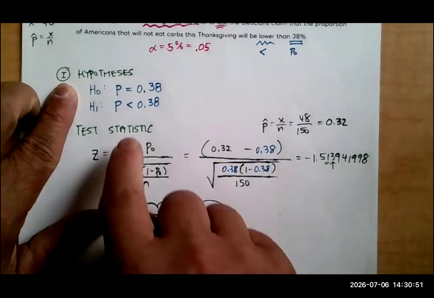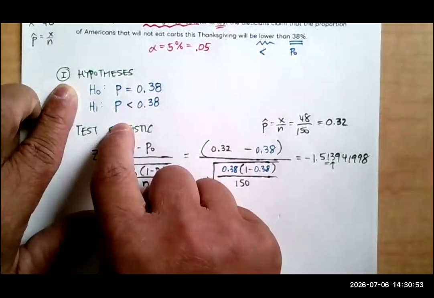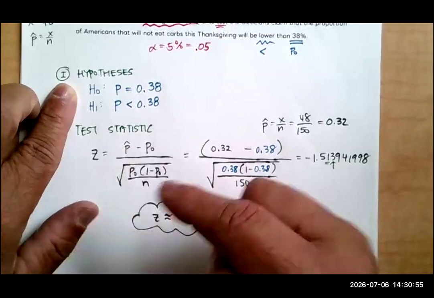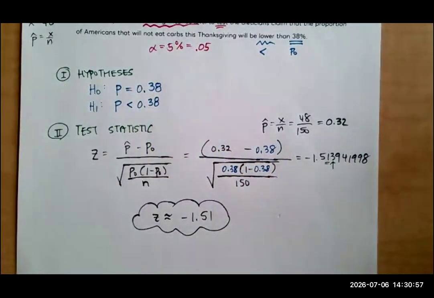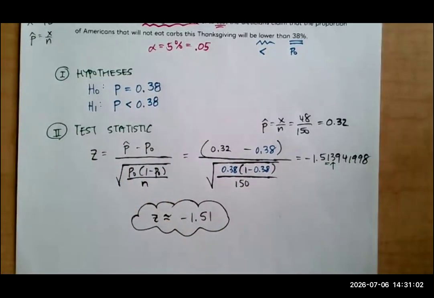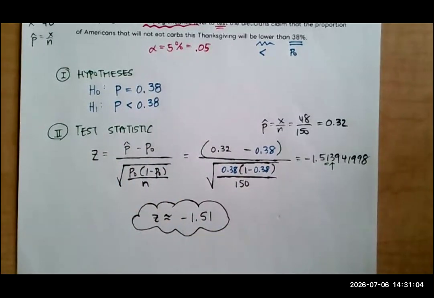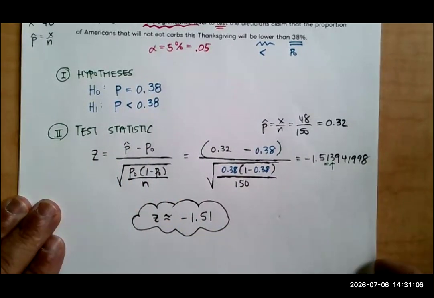Hypotheses use the parameter symbols, for proportion p, and had it been for a mean, mu. And then our test statistic when it comes to proportion is going to be a z-score. All right, so with that said, next up we're going to do our p-value or critical value.